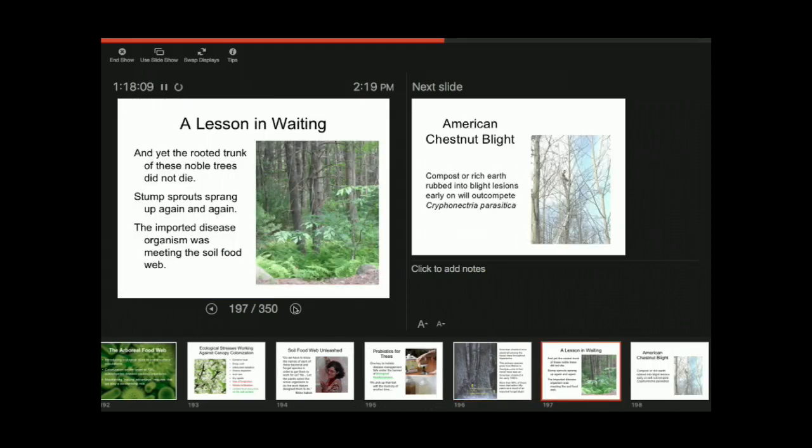That lesson lay in the fact that it was killed to the ground, and then stump sprouts, new growth, would arise from the root system. Typically it got to live for like 15 to 25 years, just begins to have nuts again, and then a new round of blight would come through and kill that, and then it would do another round of stump sprouts. What's happening is the foreign organism that's killing the cambium of the tree above ground at the soil line meets the North American soil food web and is instantly out-competed.